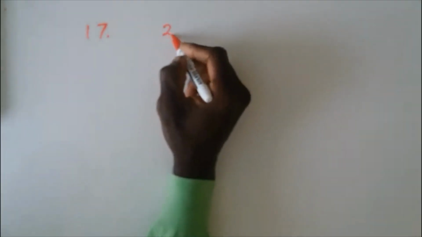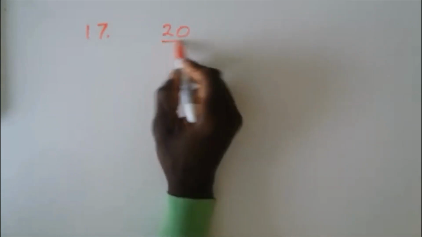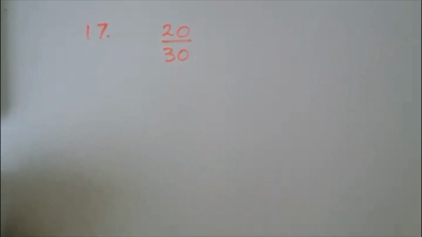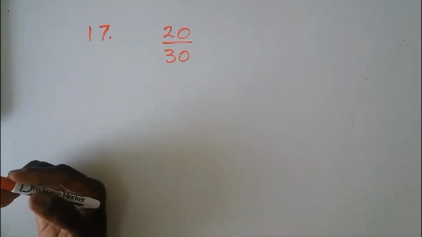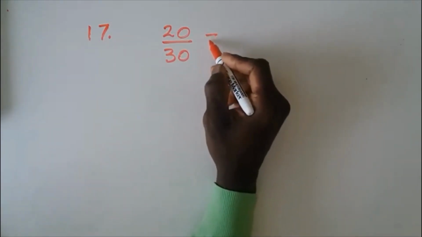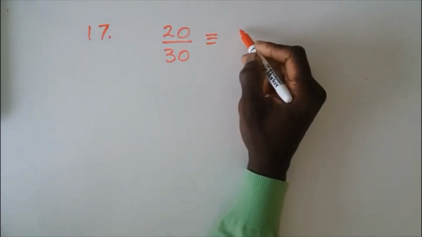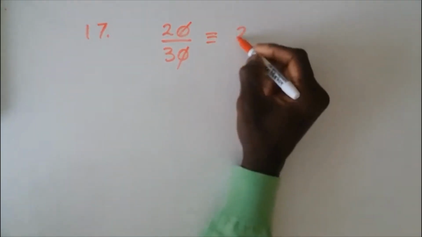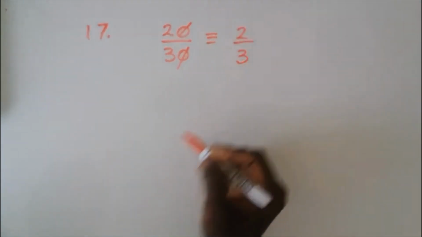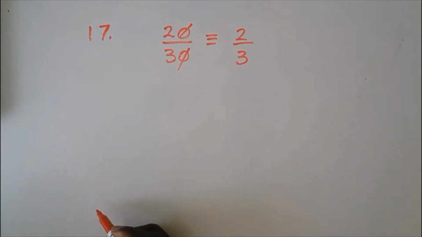Number 17, there are 30 sweets in a bag. 20 sweets are red. What fraction of the sweets are red? Well, 20 out of the total of 30 sweets in the bag are red. So this is the fraction, but it's not in its simplest form. So we need to simplify this: we divide both top and bottom by 10, and we're left with 2/3. So 2/3 of the sweets are red.